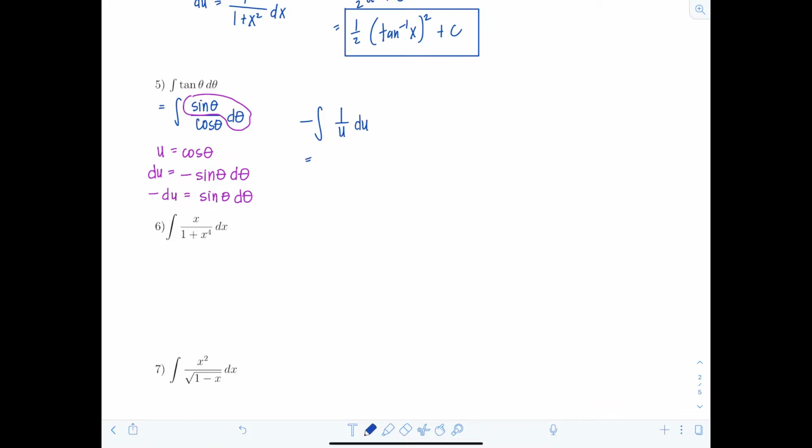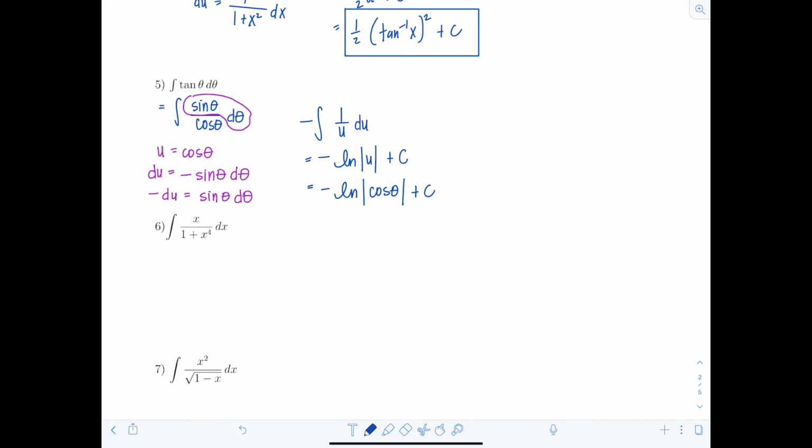All right, well, what's the antiderivative of 1 over u? It's natural log absolute value of u, right? So I have negative natural log absolute value of u plus c. And this gives us negative natural log, I'm going to replace u with cosine theta plus c.